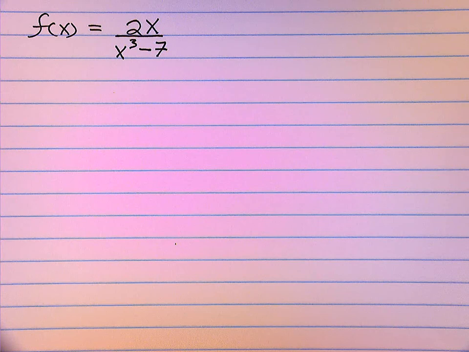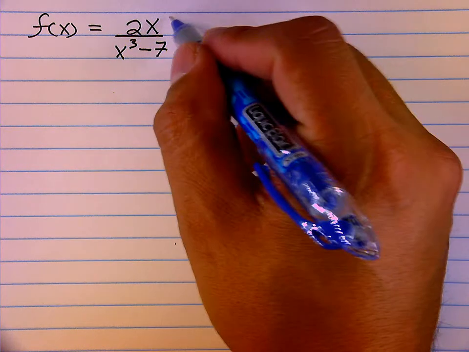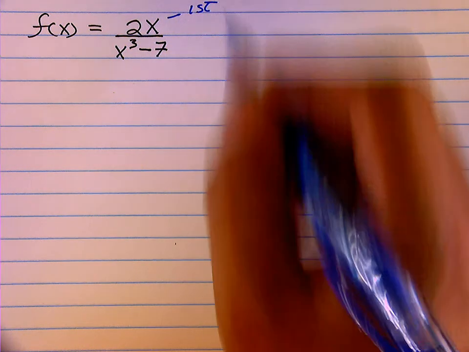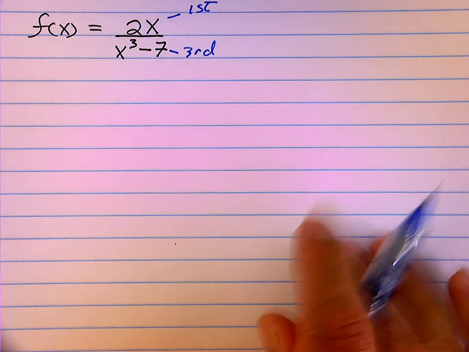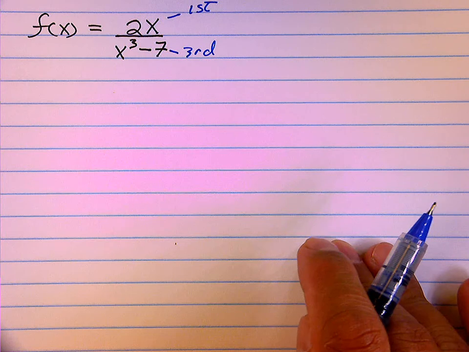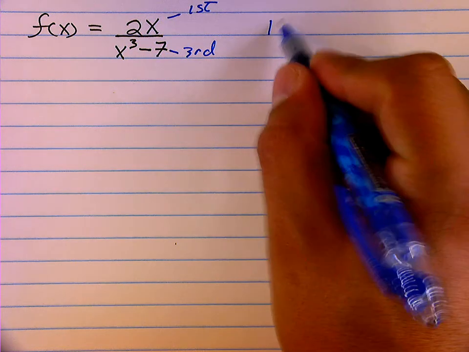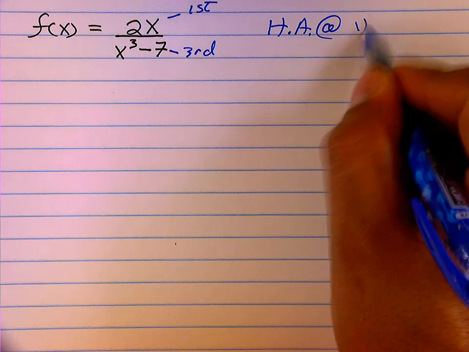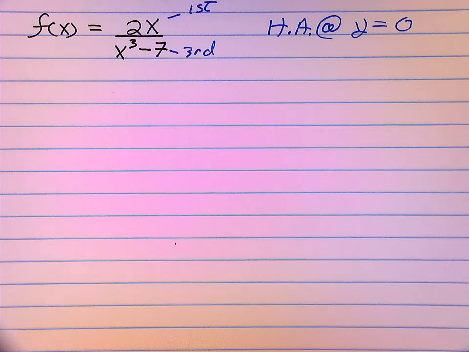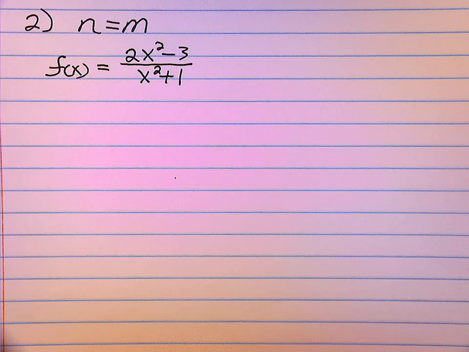Here is another rational function. I notice that the degree in my numerator is smaller, being a first degree, than the degree in the denominator, which is a third degree. Because the numerator has a smaller degree, I will have a horizontal asymptote at y equals 0 every time the denominator is larger. We're now going to look at the second scenario.